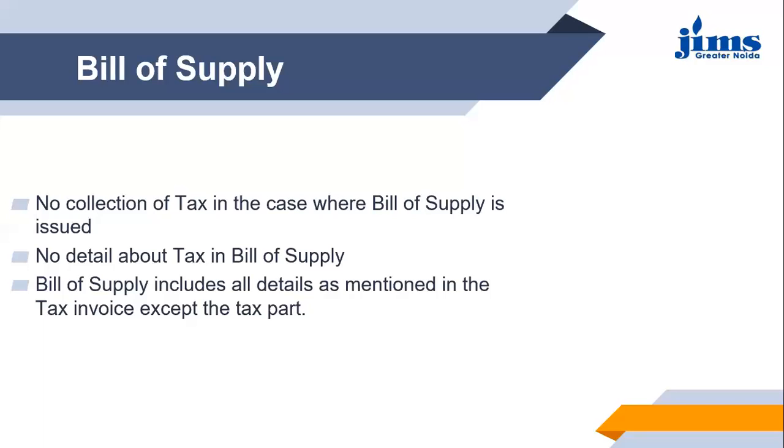A tax invoice will be generated where the supply is being made to a taxable person, and in that case tax is charged. So for all taxable supplies where taxes are being charged, the tax invoice will be issued. Where taxes are not being charged because the supplies are exempted, or the registered person is paying taxes under the composition scheme, the recipient is not required to pay the tax, therefore a bill of supply will be generated.